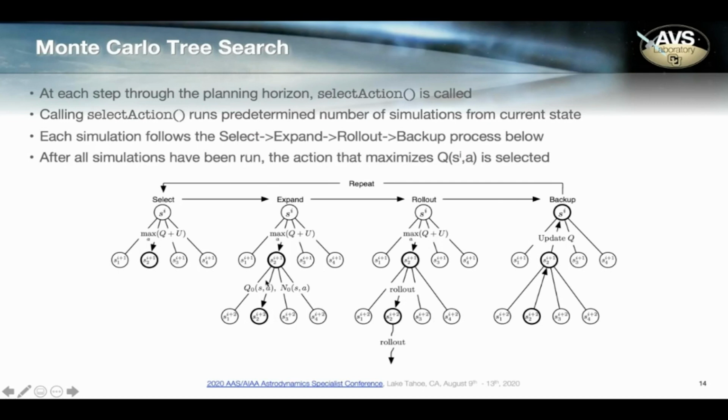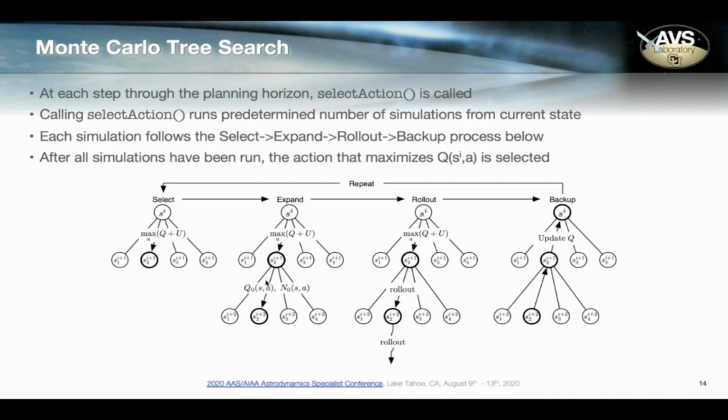How does Monte Carlo tree search work? As I stated before, at each step through the planning horizon, select action is called. Calling select action runs a predetermined number of simulations from the current state. So this essentially allows Monte Carlo tree search to branch off, try different combinations of actions, and select the next action that returns the most reward. Each simulation follows this select, expand, rollout, backup process.